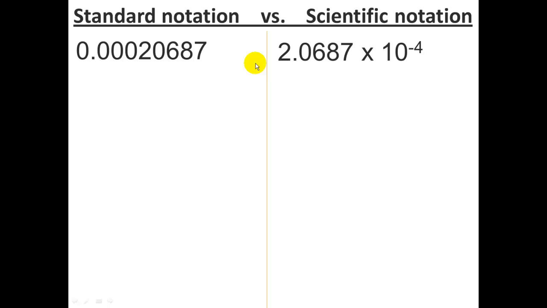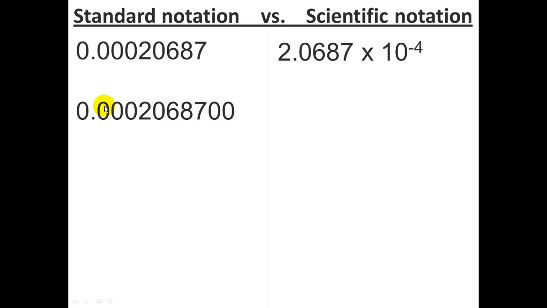We moved it 4 places, and what we're saying is it's as if we took this 2.0687 times 0.0001, that would get us back to our original number, but 0.0001 equals 1 times 10 to the minus fourth. So in scientific notation what we do is we take the part of the number that had the decimal moved in it, and we multiply it by the appropriate power of 10. If we multiplied by that power of 10, that would get us back to the original number.